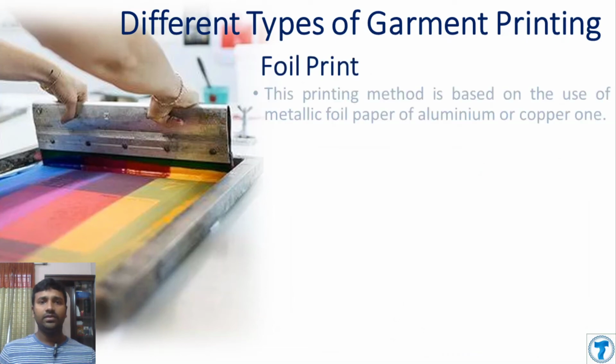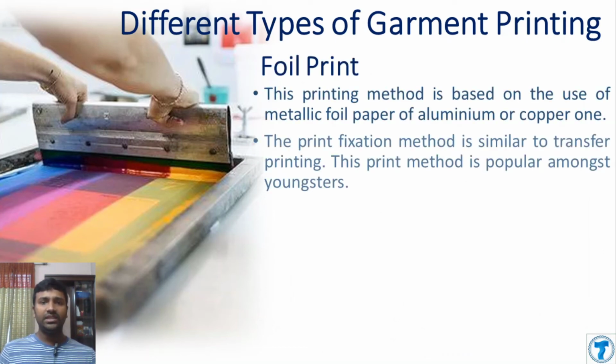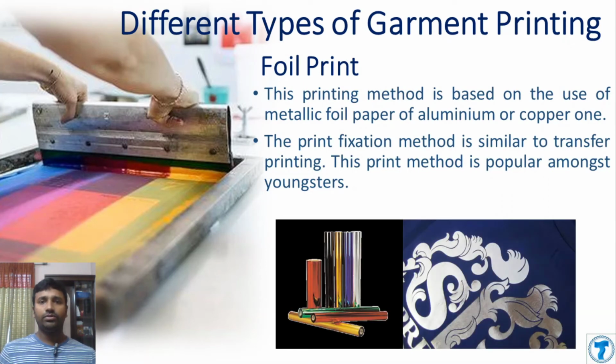Foil print. Foil printing method is based on the use of metallic foil paper of aluminium or copper. So it is a transfer printing method that is transferred by heat. It is very popular with youngsters.